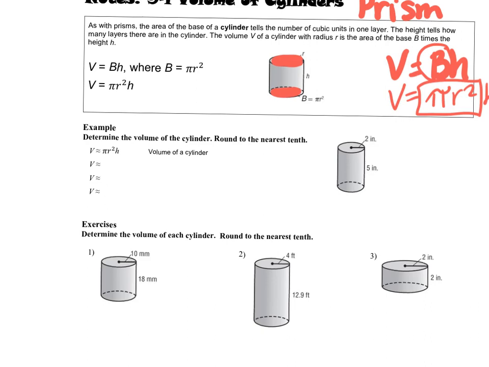So let's review just a couple other things. Remember, this is our radius, it's halfway across. This is the height, it's from circle to circle. So if you have any questions on that. So let's look at this example right here.